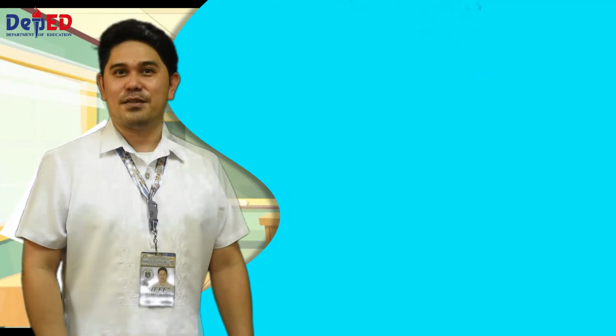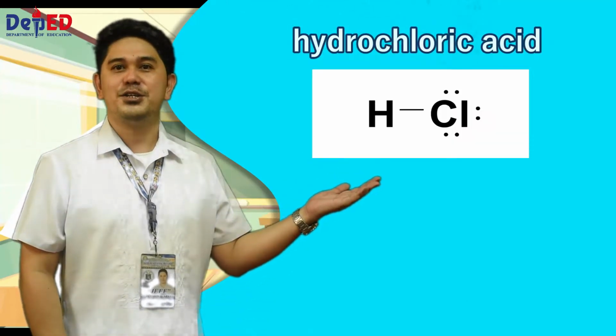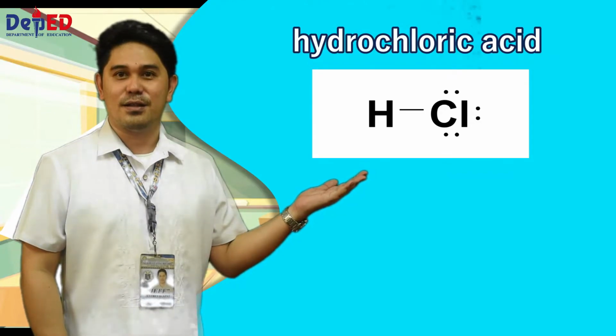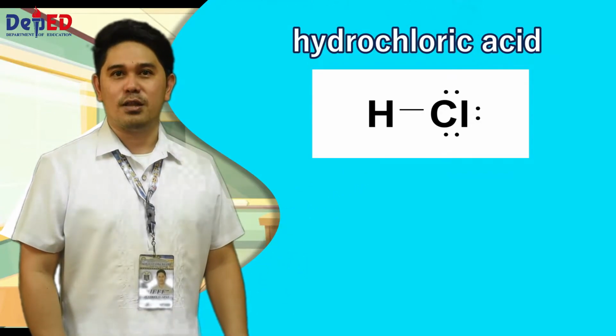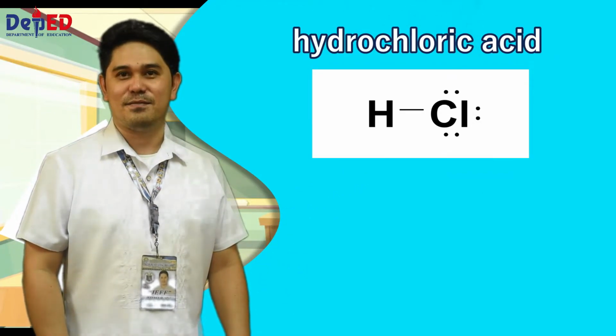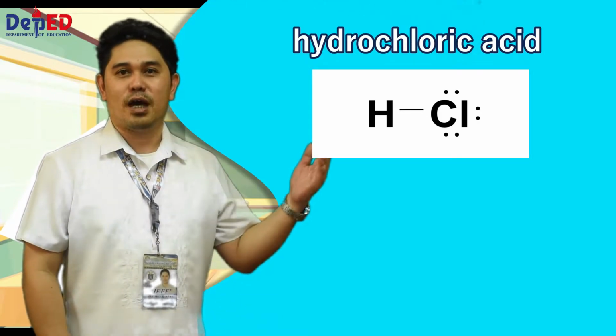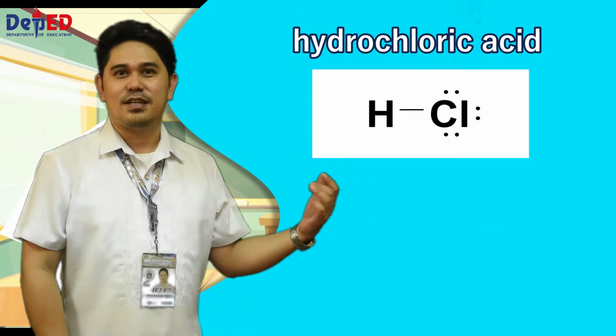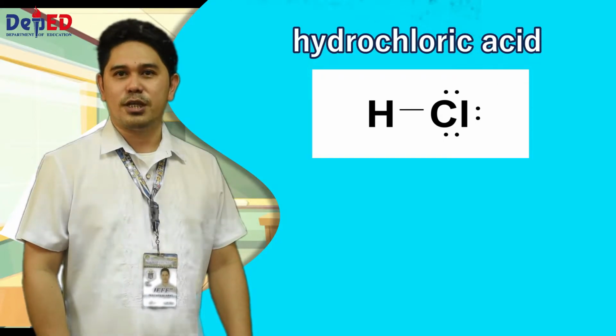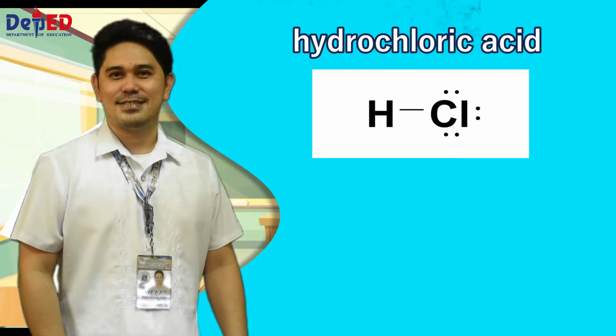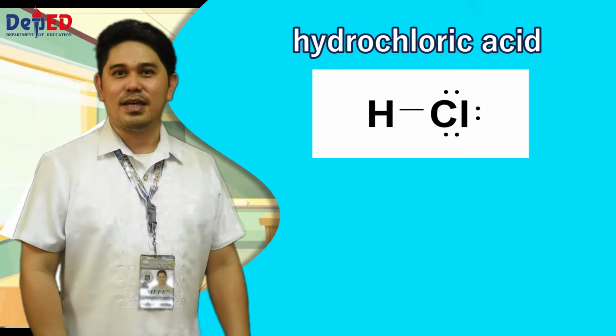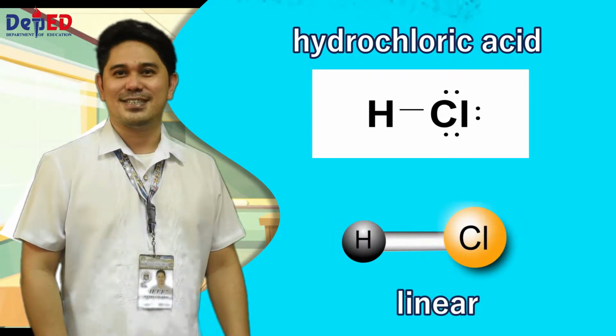Now, take a look at another molecule, hydrochloric acid or HCl. We commonly call it at home muriatic acid. This is its Lewis dot structure. Now, can you tell me its molecular shape? That's right, it is also linear shaped.